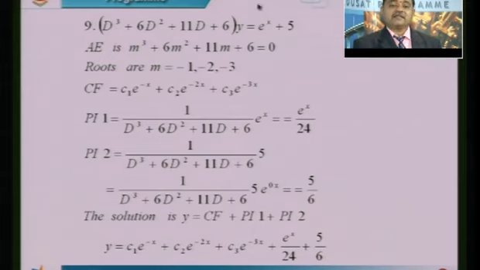Now, taking this e power x, the particular integral is 1 by D cube plus 6D square plus 11D plus 6, times e power x. Okay, you can see, instead of D you put 1.